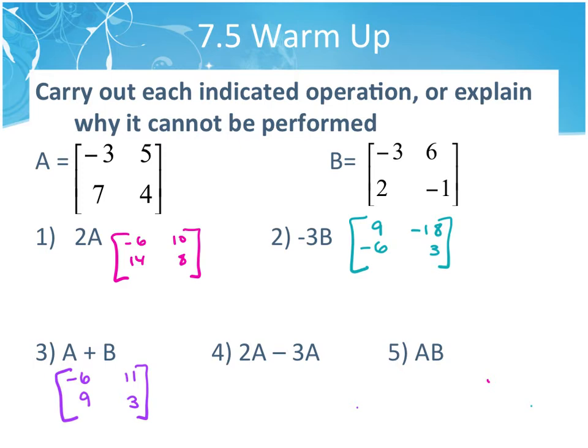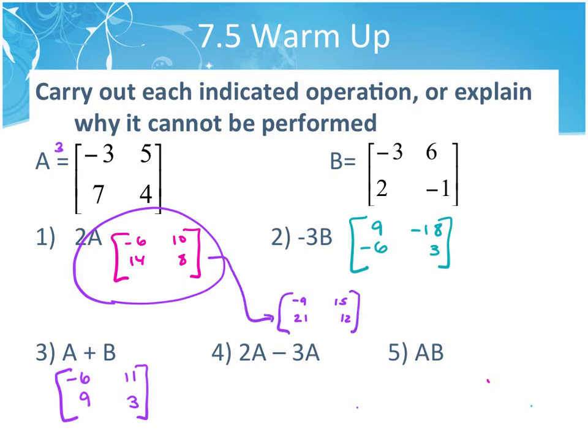All right, number 2. It's not a typo. It says 2A minus 3A. You can use the same matrix twice. So the 2A was already done. That's this one. And then the 3A, if I multiply the 3 in, I'd get negative 9, 15, 21, and 12. And then I'm subtracting that pink one minus the purple.